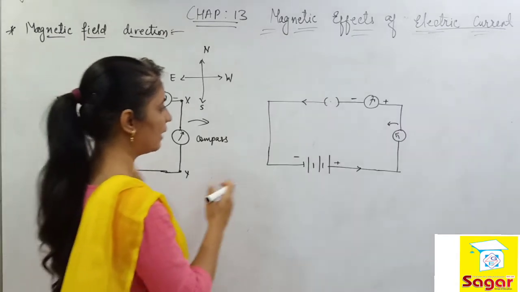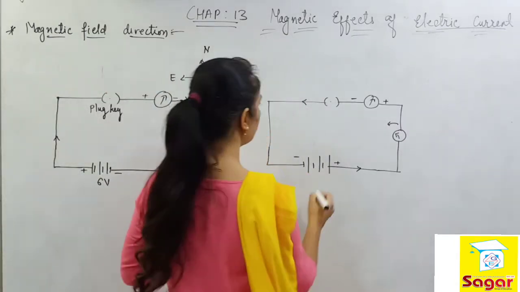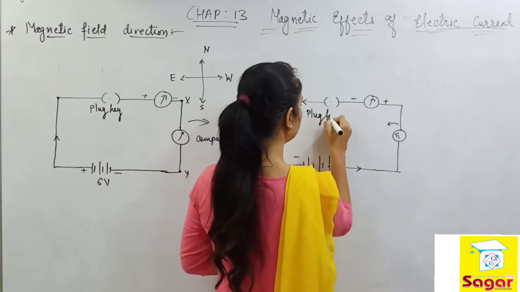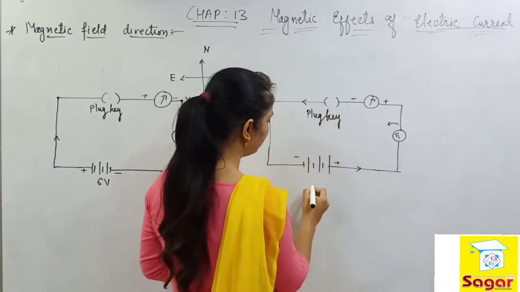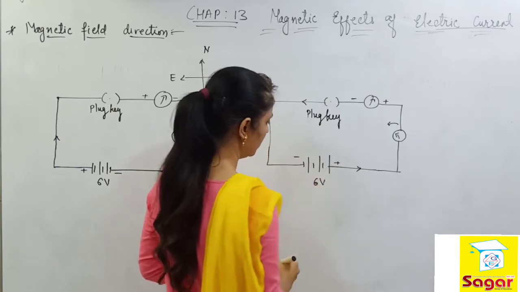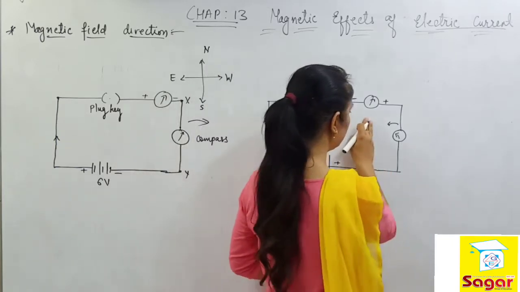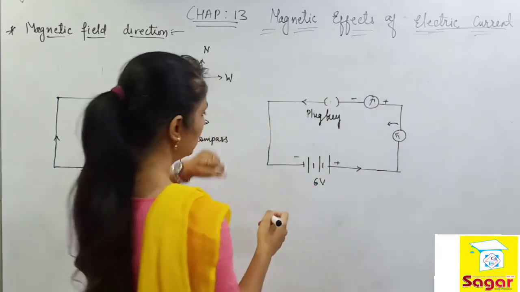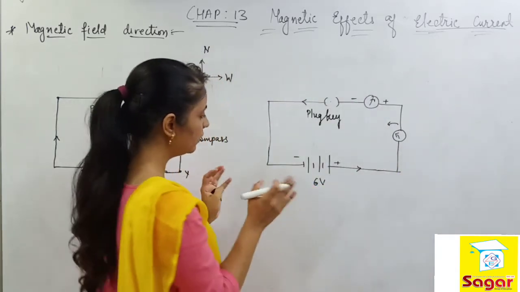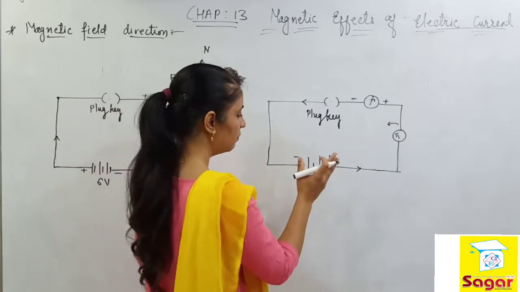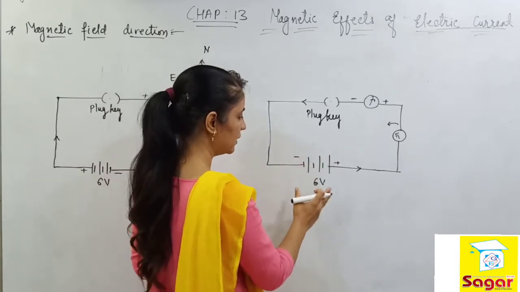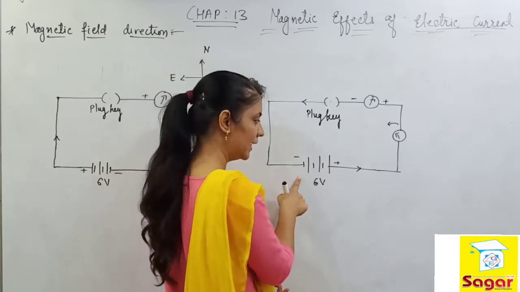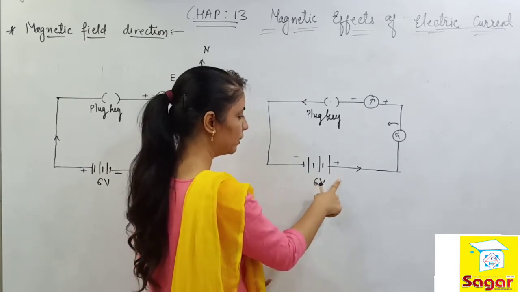Suppose I have taken the same thing with the second circuit. So here let me denote that the plug key is taken. The same battery is connected over here with the same 6 volt. The ammeter is placed and the same analyzer of the direction we have placed over here. Now the only difference is that the battery which is connected in the series, I have inverted. That means here I have applied the negative terminal and here I have applied the positive terminal.